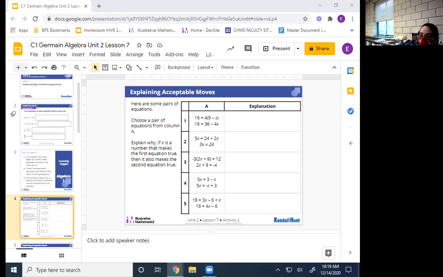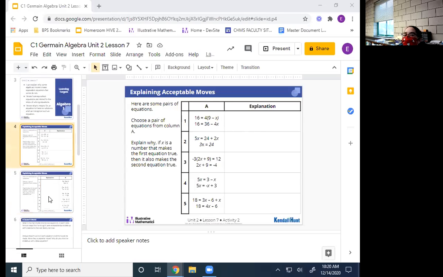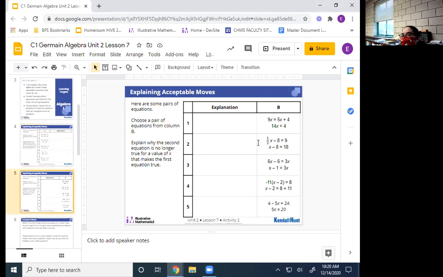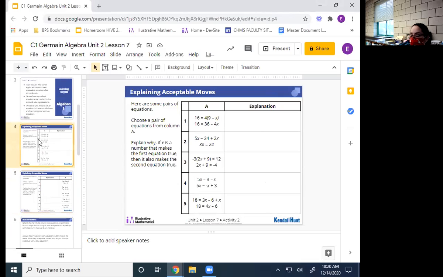If you finish early, ladies and gentlemen, you can move on to look at the ones on slide number 5 as well. Those ones are not maintaining equity, but you need to identify what move is not maintaining the equity there. I'm not saying you need to go quicker. You still have 1 minute and 30 seconds. Take your time with this.